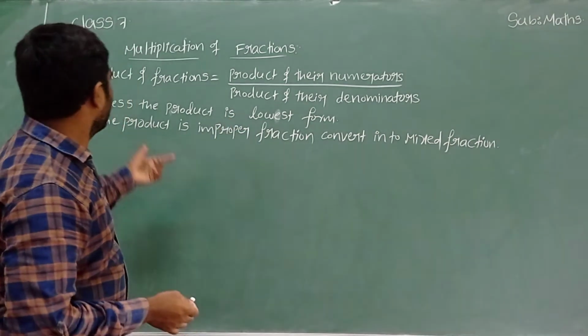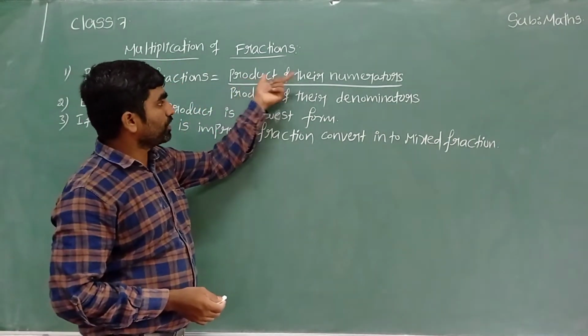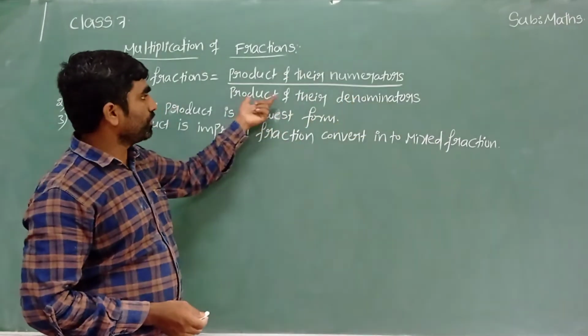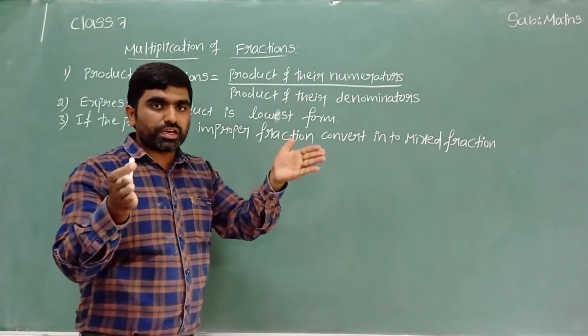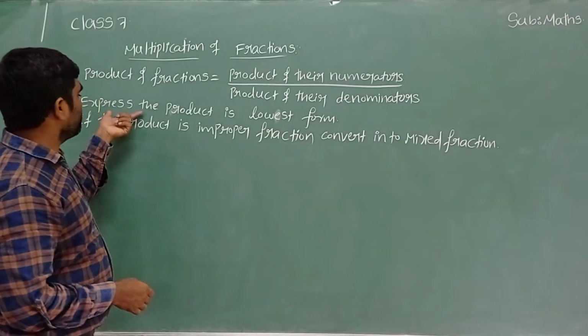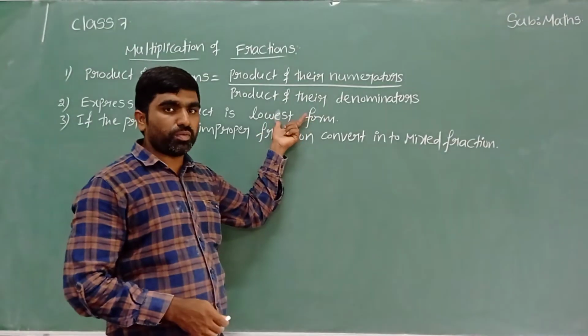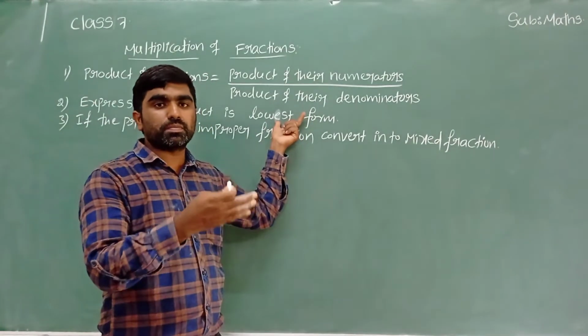Let's see now. To multiply fractions, we can use this formula: product of their numerators by product of their denominators. Multiply the numerators, then multiply the denominators. After that, express the product in lowest form. Sir, what is lowest form? Lowest form is nothing but simplest form.